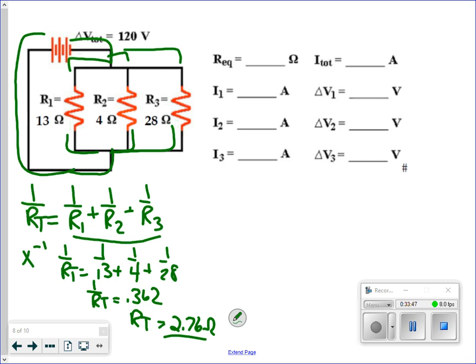Okay, so we've got our total resistance. Let me switch colors because green is not my jam. Let's pick something different. All right, my total voltage is 120.